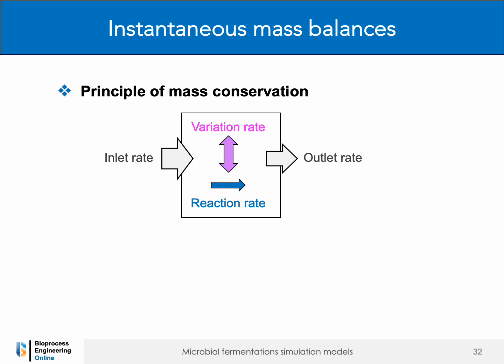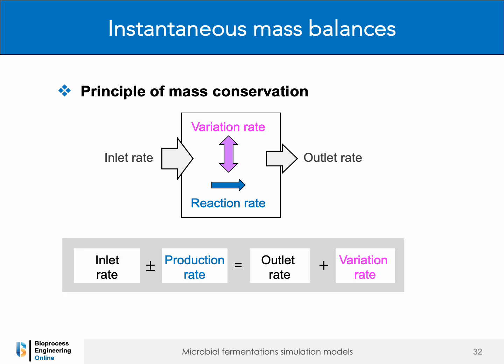The instantaneous mass balance relation is written as inlet rate plus or minus production rate equals outlet rate plus internal variation rate. The second production rate term is positive for the produced biomass and metabolite, negative for the consumed substrates. For a batch fermentation, there are no inlet rate and outlet rate terms, and the instantaneous balance simplifies to plus or minus production rate equals variation rate.